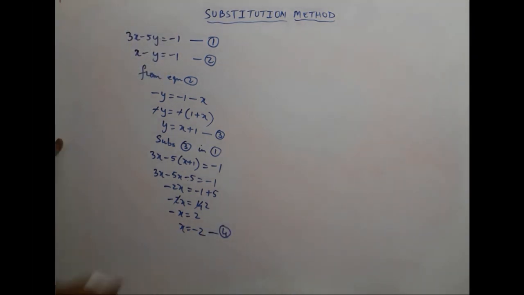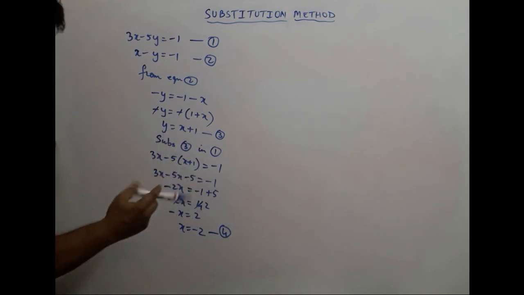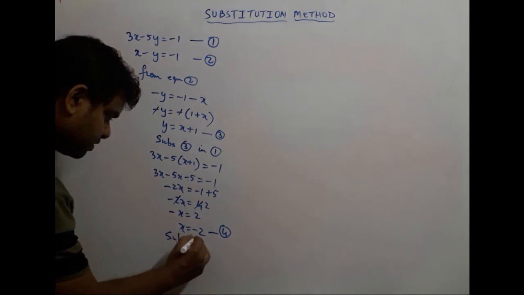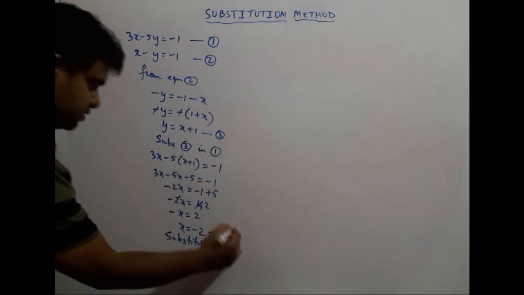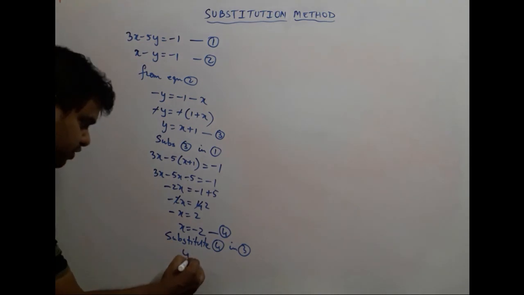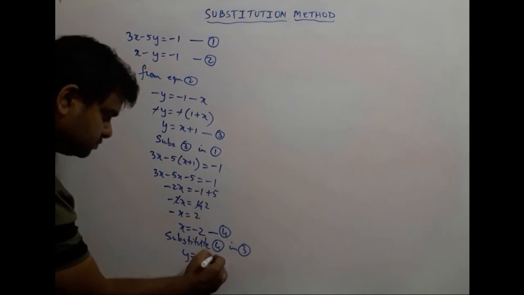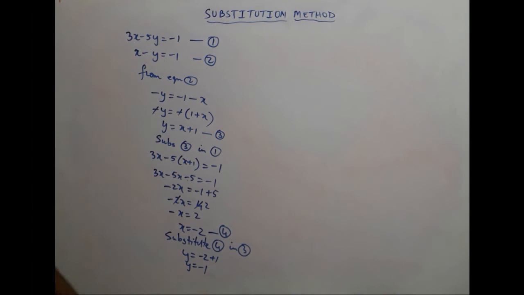We've got the value of x. Let's substitute it over here where we said y is equal to x plus 1. So substitute 4 in 3 and we'll get the value of y. So y, instead of x we put minus 2 plus 1. So y is equal to minus 1. Got it? So y we get as minus 1.